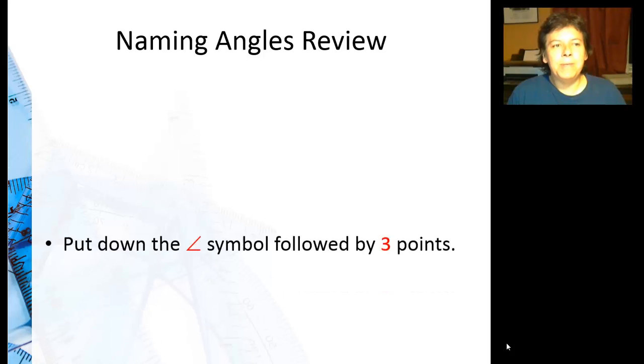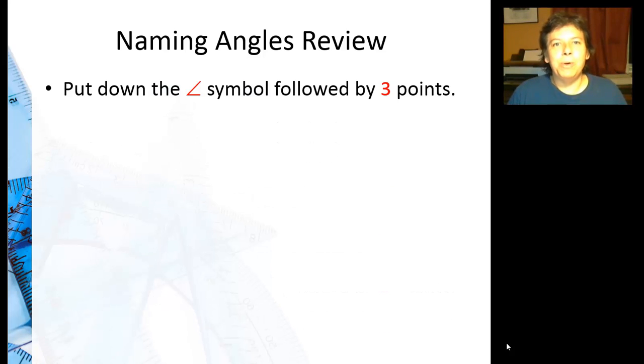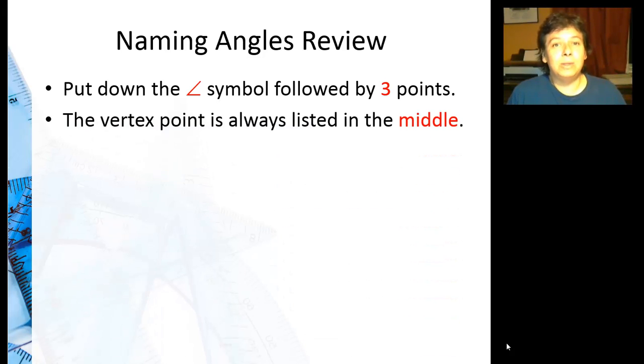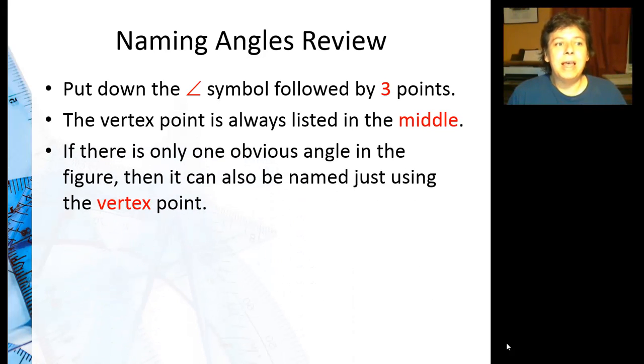So first of all, we have the angle symbol. It's that symbol right there, followed by 3 points, usually. And in fact, it's usually a good idea. So the vertex point is always listed in the middle. And if there's only one obvious angle in the figure, then it can also be named just using the vertex point.